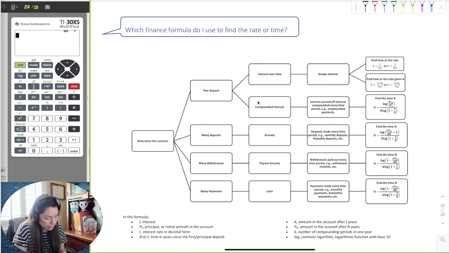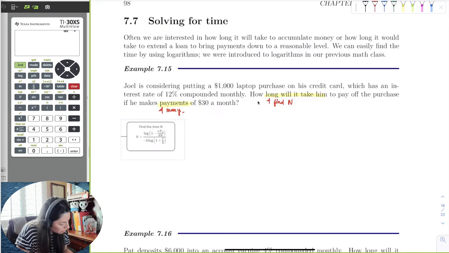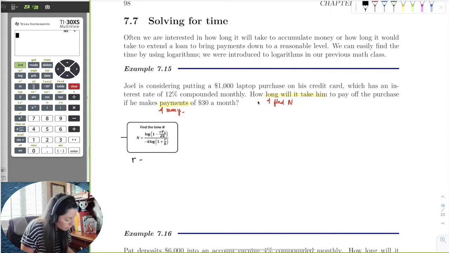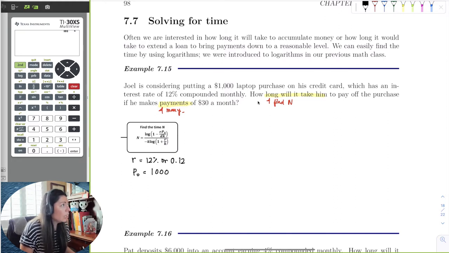So let me go ahead and try to clip it. Copy. And so here's the formula. Now, I need to know these parameters. Let's go ahead and write them down. So R is equal to the rate, which is 12%, or 0.12. P sub 0 is the original amount of the laptop, which was $1,000. And K would be the monthly payment, so 12 times a year. And N is the number of years, which we don't know.